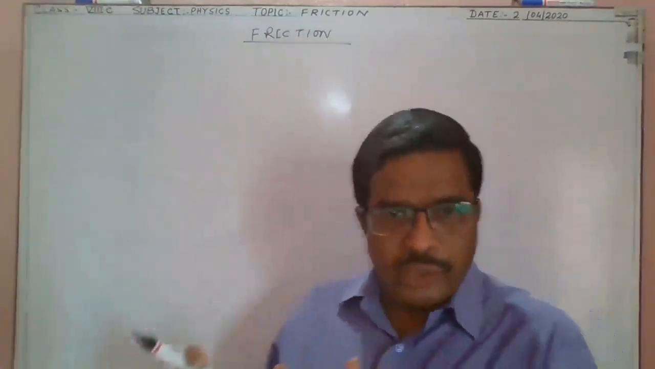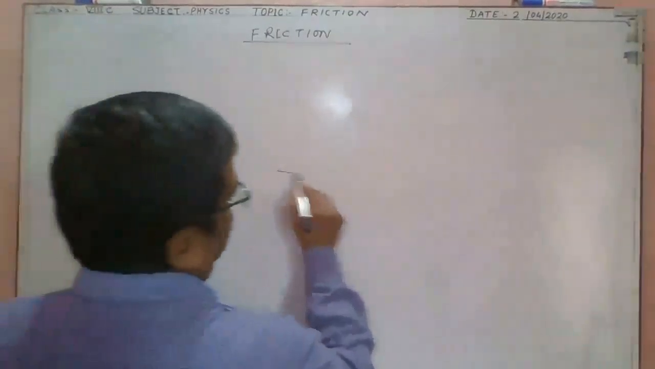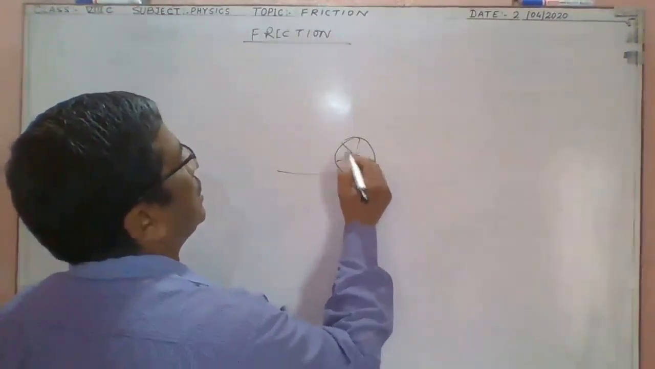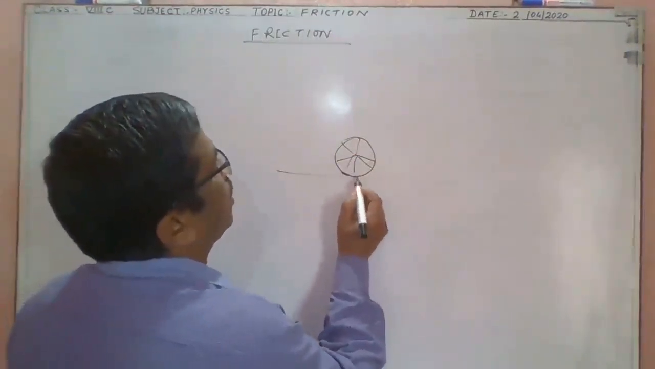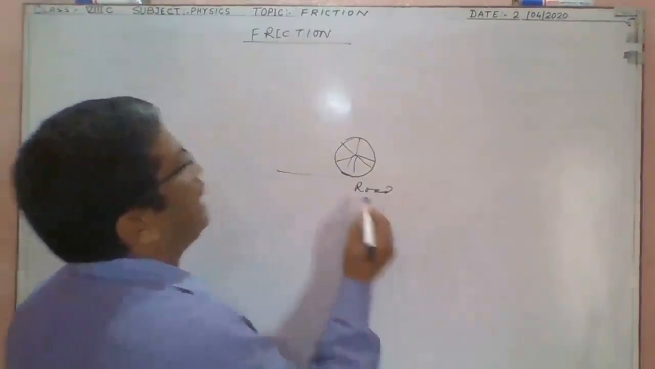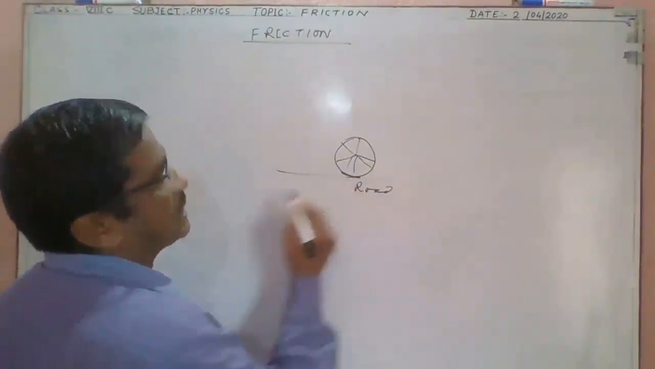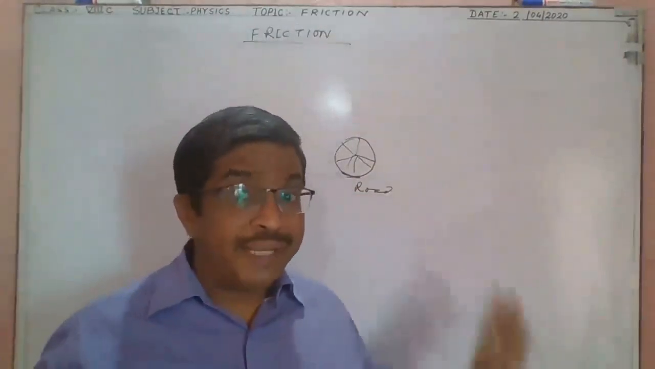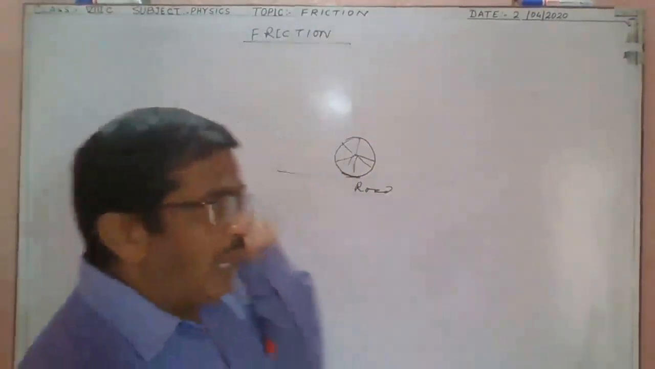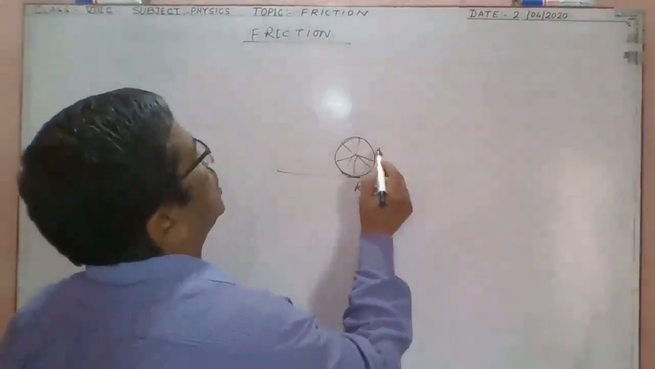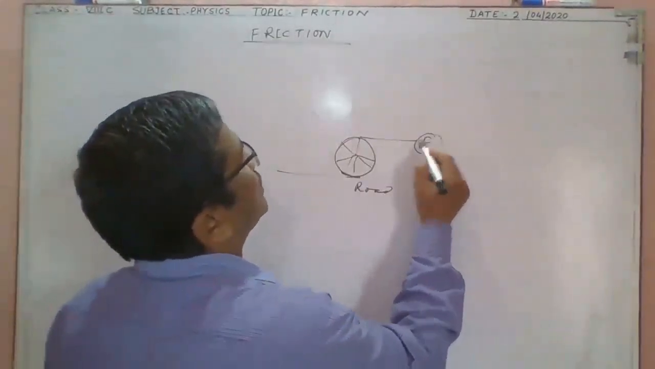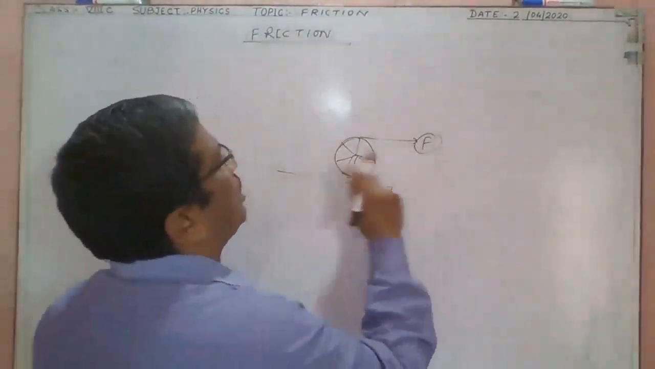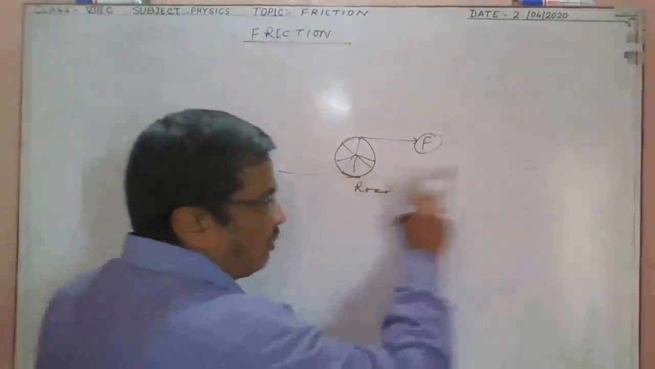When the wheels of a cycle move, what happens? Suppose that is the wheel of the cycle. When this moves on the road, this part of the road and the cycle come in direct touch. That is the contact force. And when you apply a force F, due to that force the object or wheel moves in the forward direction.